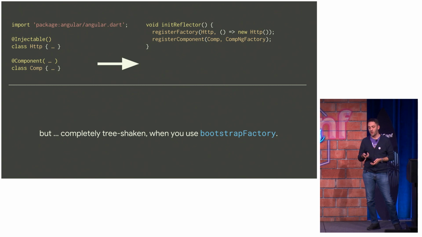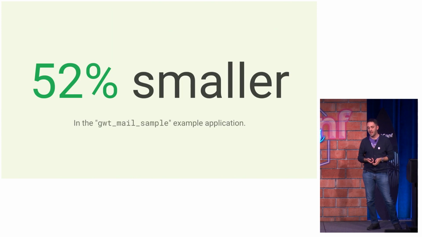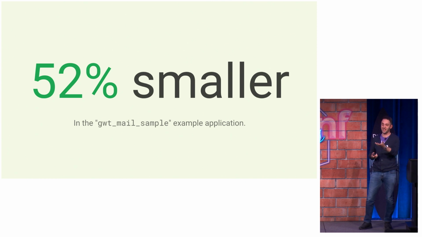So when applying this, for example, to the GWT mail sample app, one of Kevin's favorite apps, a little sample of the Google Web Toolkit sample app that we converted to Angular Dart, we took this as is, literally no changes, and just used the new experimental bootstrap, and it got 52% smaller. And that's a real number. We're hoping to see those same kinds of things. Thank you.